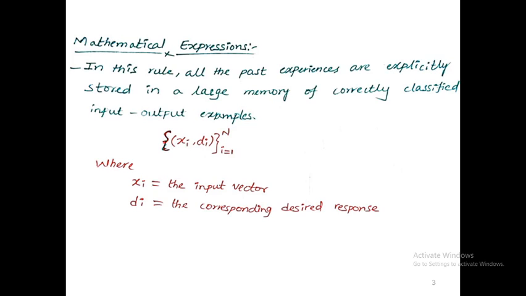That means each input vector has one corresponding desired response. x1 has the corresponding desired response d1, xn has the corresponding desired response dn, and so on, right? So based on this memory, based on this expression, each input vector is having some desired response. Based on that, by using the learning method, we need to identify the correct classification.